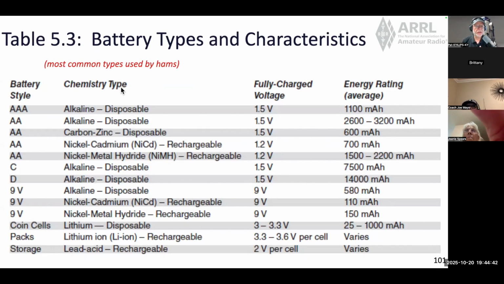And here's just a sample of batteries. This is not all of them. Of course, we know about AA. They're disposable alkaline. Carbon zinc is a disposable one. Nickel cadmium is rechargeable. Nickel metal hydride is rechargeable. Alkaline batteries are disposable. Nickel cadmium is rechargeable. Coin cells, which look like a quarter, are disposable.